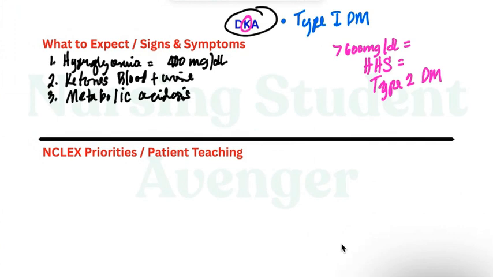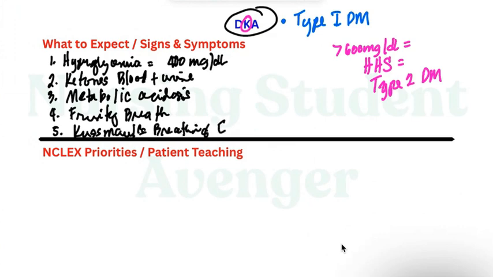The other thing that NCLEX is looking for is the type of breath, and we call that fruity breath. That's what we always say. The other thing is the patient is going to have Kussmaul's breathing or respiration. This is the rapid respiration that you're gonna see in patients who have DKA.